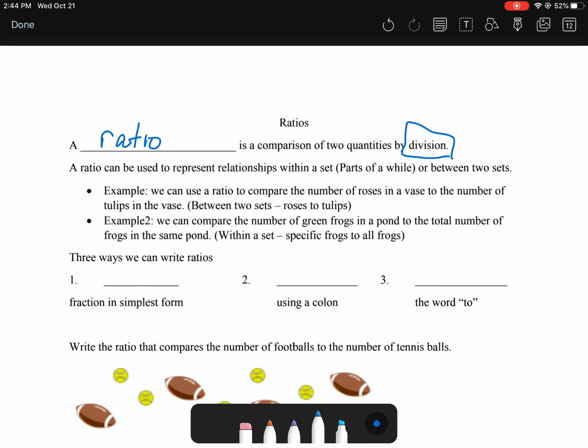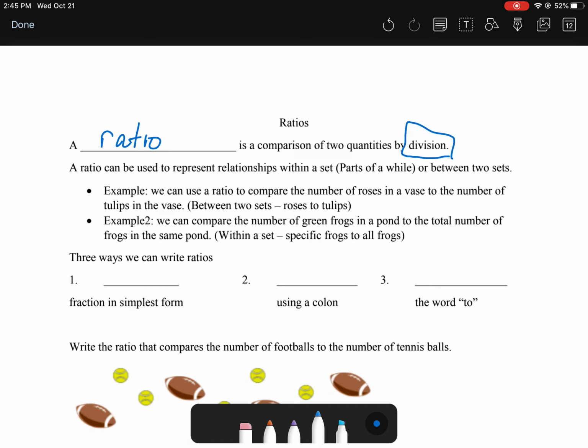We can use a ratio to compare the number of roses in a vase to the number of tulips in the vase. So we have two different sets there: roses to tulips. In our second example, we can compare the number of green frogs in a pond to the total number of frogs in the pond. So within that set of frogs, we're specifically talking about the green ones.